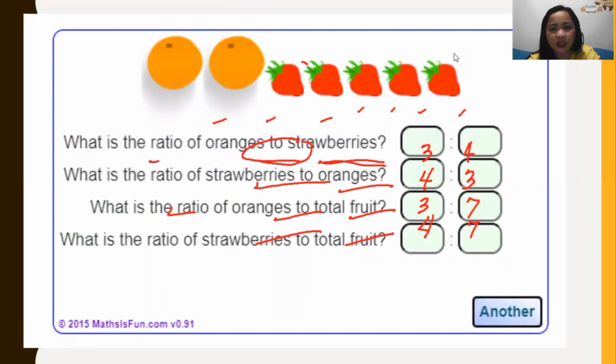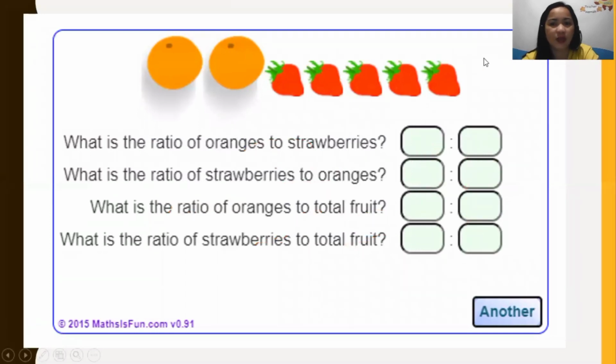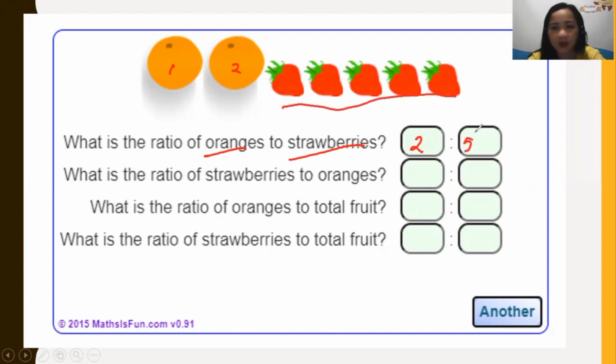So, let's try this one. The same given, same yung fruits, pero magkaiba na lang na bilang. Now, let's find out what is the ratio of oranges to strawberry. Oranges, we have 1, 2, so we have 2, and strawberries is 5. Okay, well, the same number then.